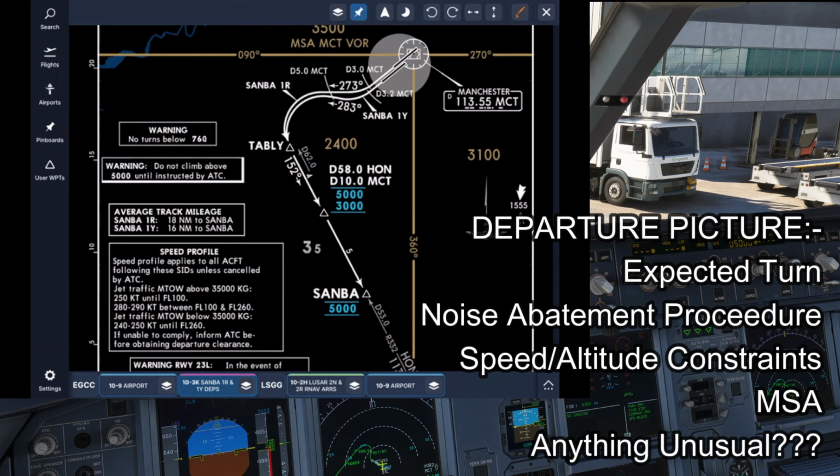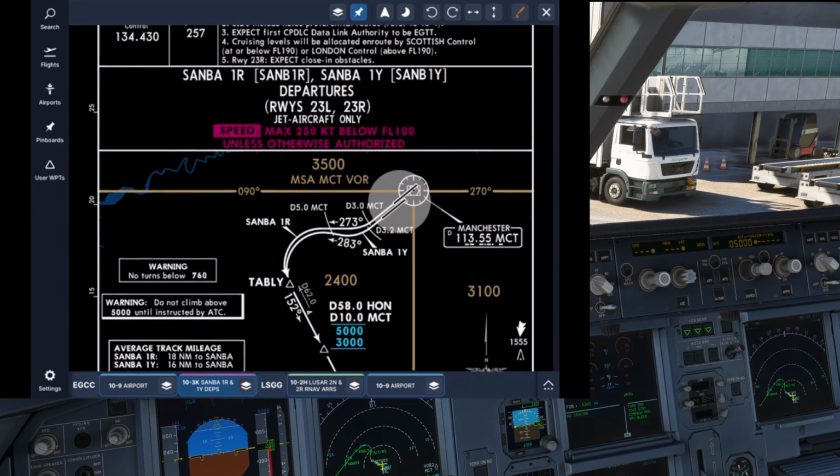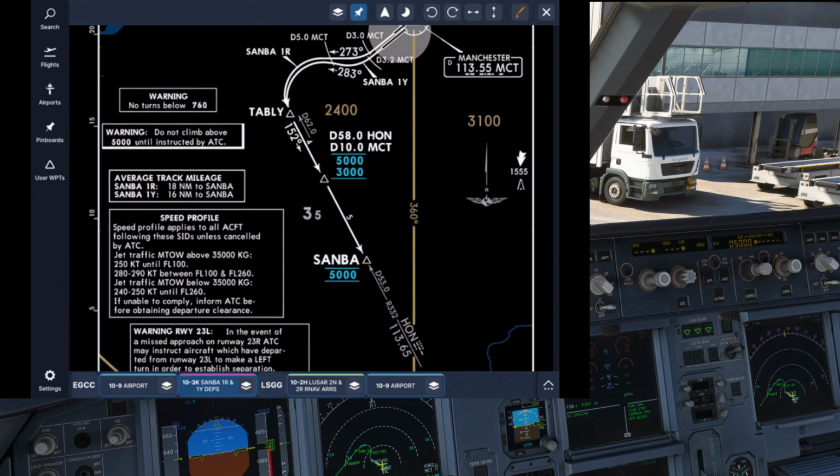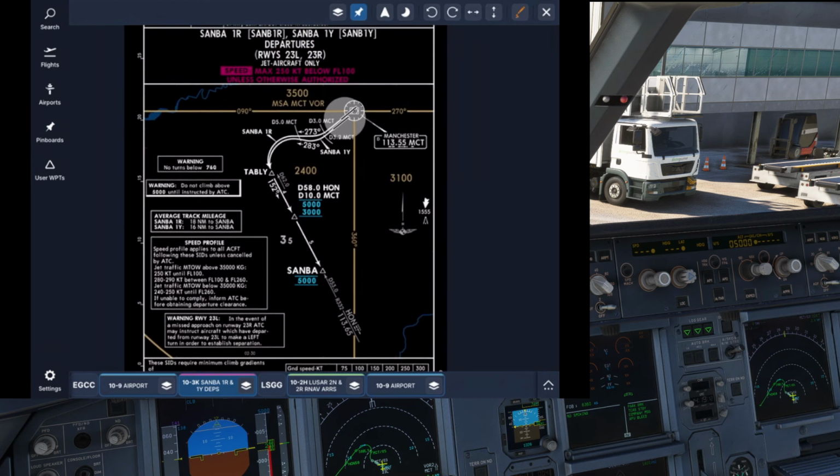us all by itself. Our initial climb is 5,000 feet, MSA is 2,400, and there's no turns below 760. There's also no speed restrictions or anything like that, so we'll just clean up and accelerate as we go on schedule. So what about any sort of threat mitigation or error management then for this departure?